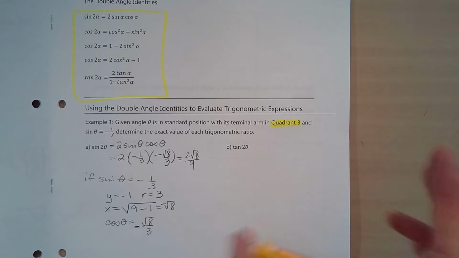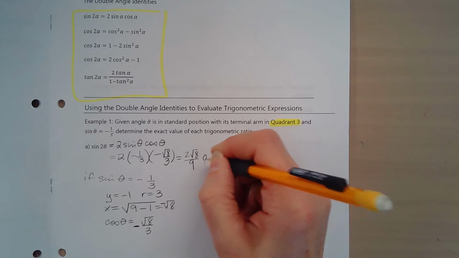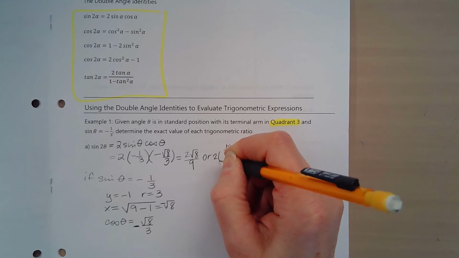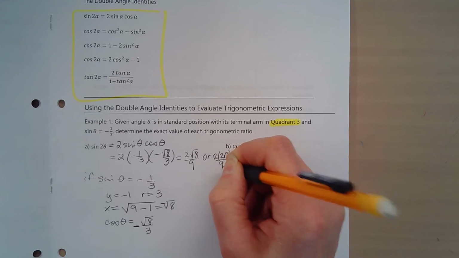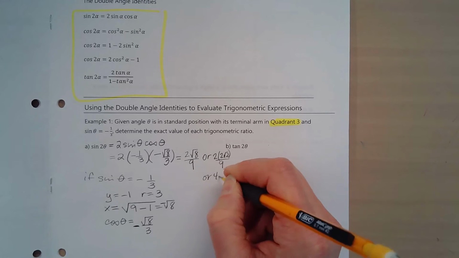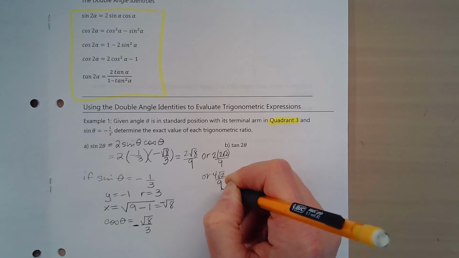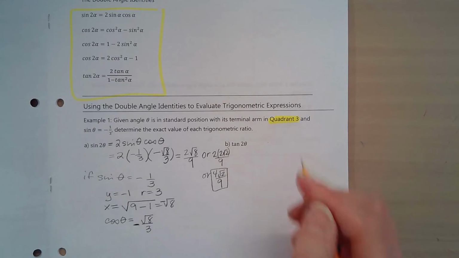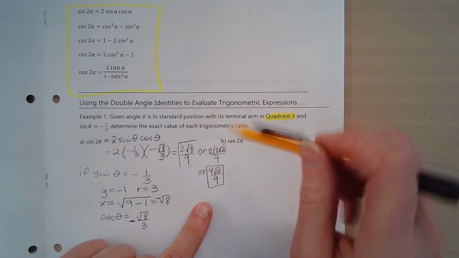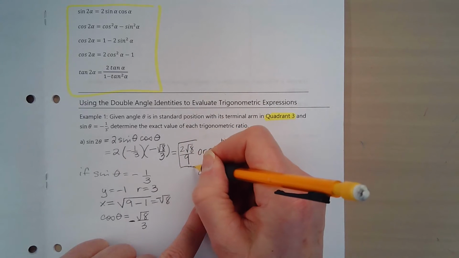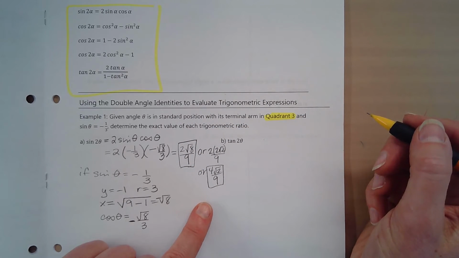Is anyone bothered by the root 8? Do you want to simplify that a bit more? You could if you wanted to, right? You could say 2 times 2 root 2 over 9, or 4 root 2 over 9, if you wanted to. Because I know some people are simplifying a lot, which is great. You could leave it like this, though, just so you know, right? You don't have to simplify radicals in this section. It's the same thing, though.